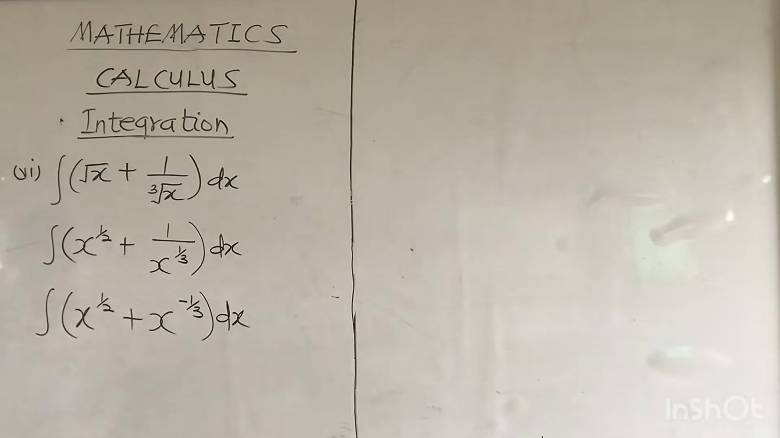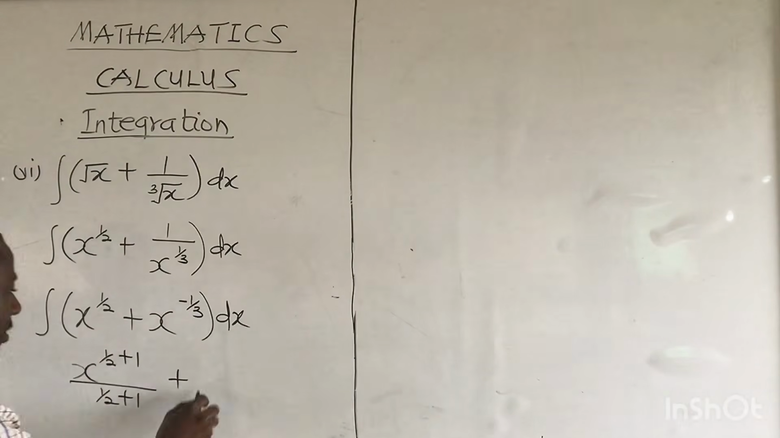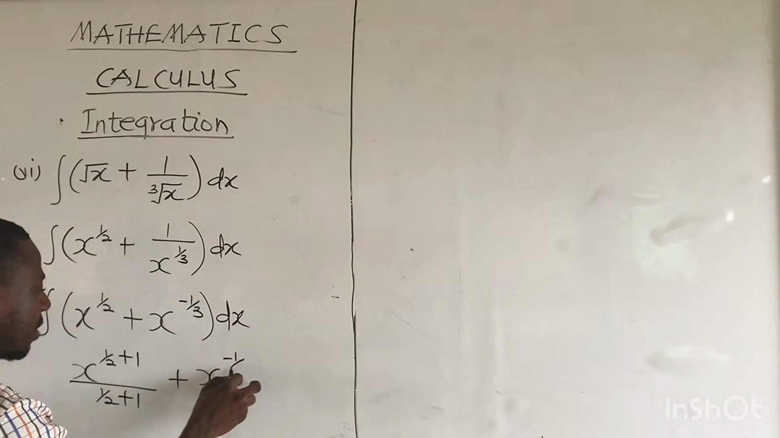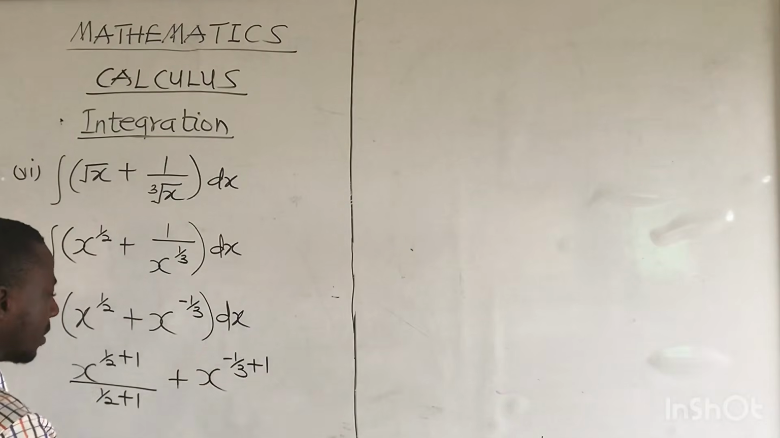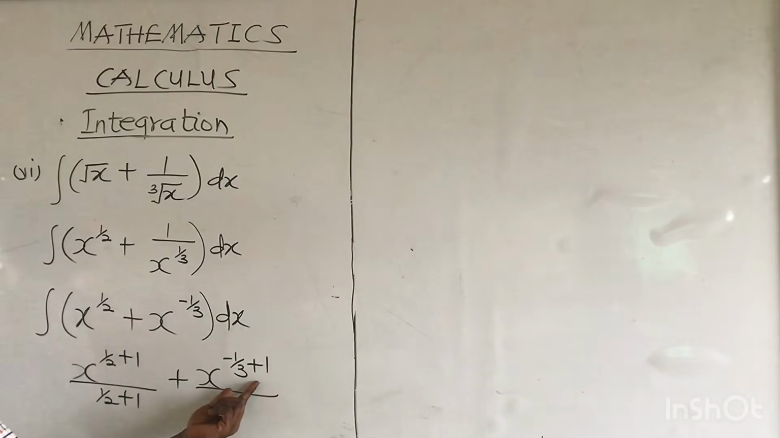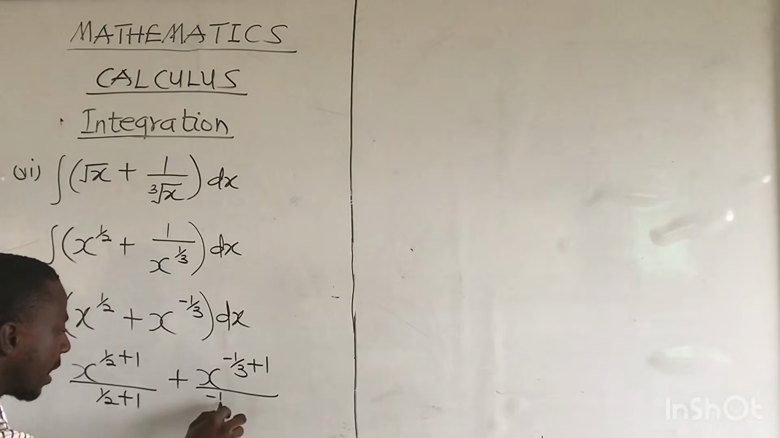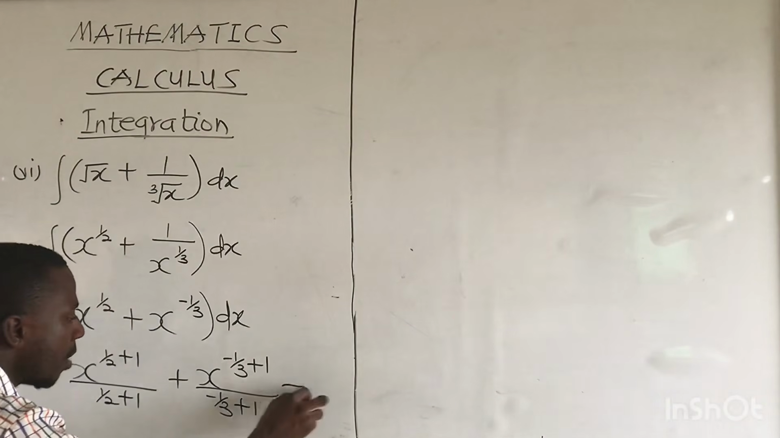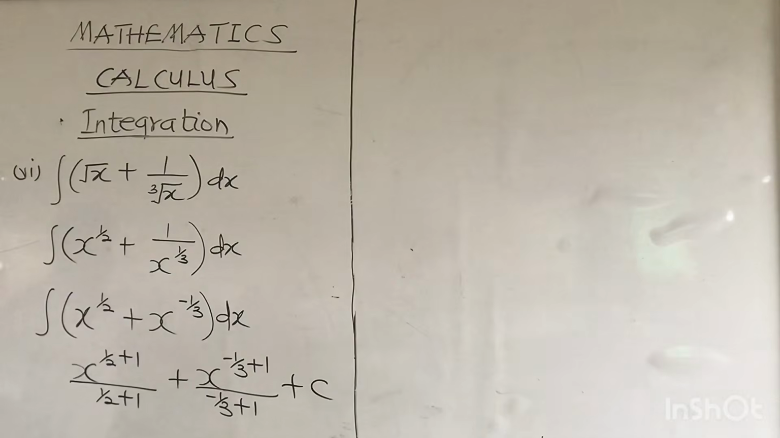So when we are integrating, we have x power half plus 1 all over the same exponent, which is half plus 1, plus x exponent negative 1 over 3 plus 1 all over the same exponent, which is minus 1 over 3 plus 1, plus c, because it has no limit. So now let's proceed.